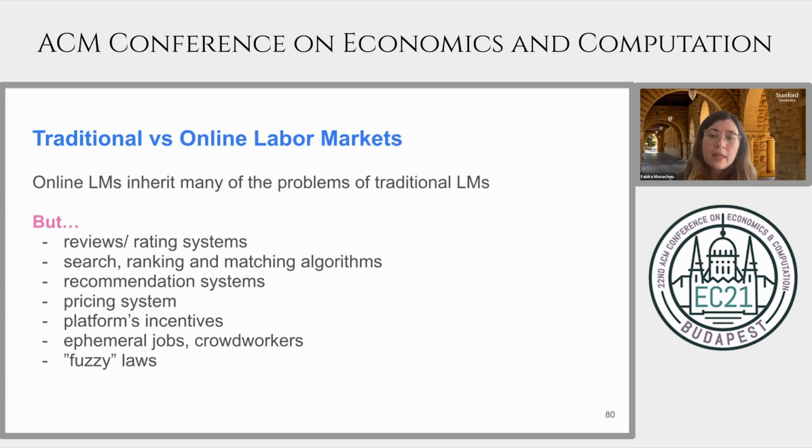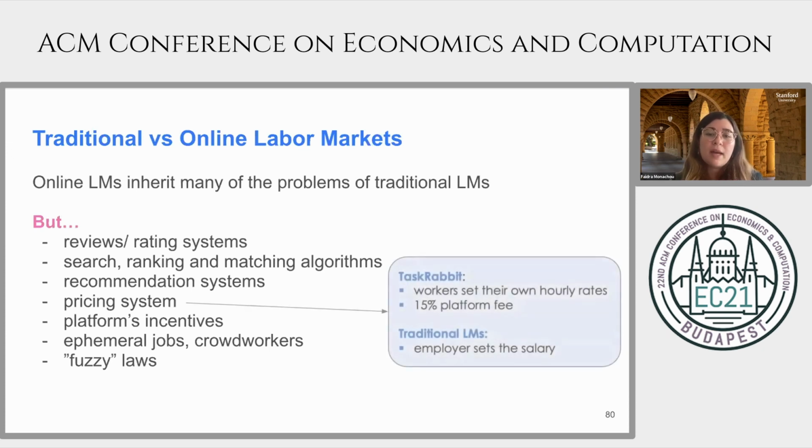So we saw that all these models for traditional markets actually had an employer who set the salary. But in an online labor market, workers might need to set their own hourly rate and give a part of their income as a fee to the platform. For example, TaskRabbit used to have this scheme in the past. And of course, other factors like the platform's own incentives to maximize revenue, the ephemeral nature of some gig economy jobs, and, very importantly, the fuzzy legal framework around these new markets create a very complex picture, and most importantly, a very different setting for researchers.